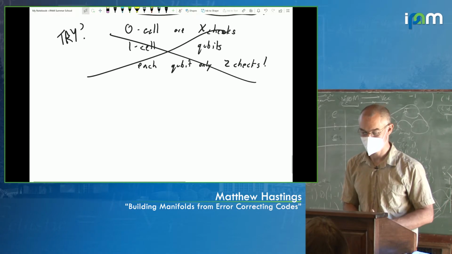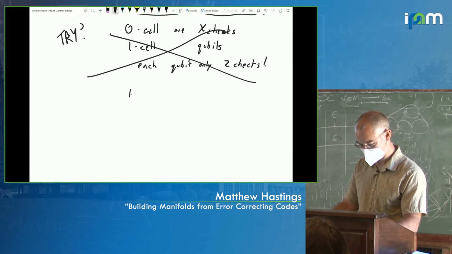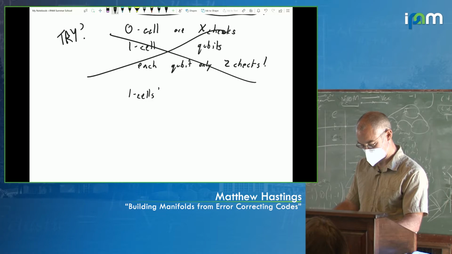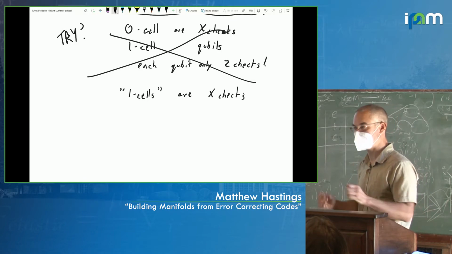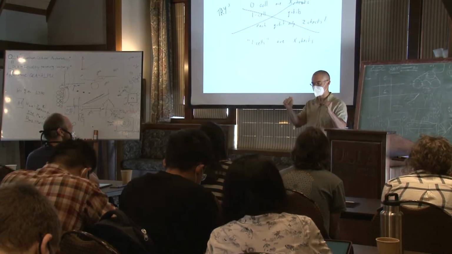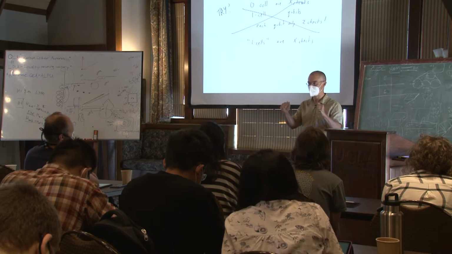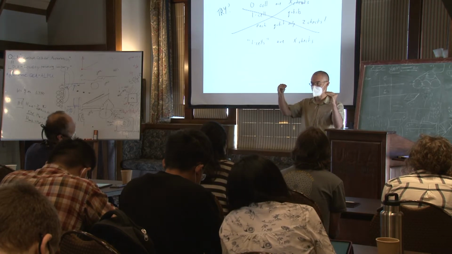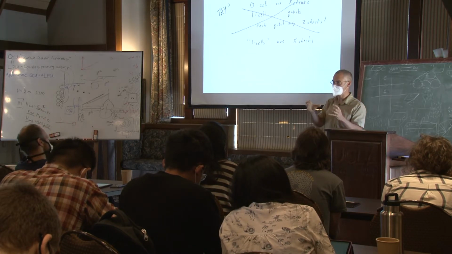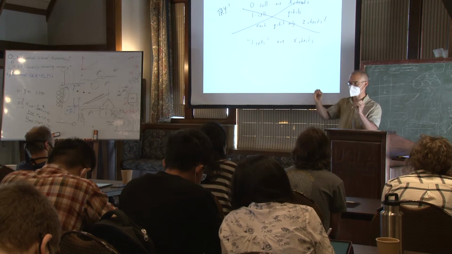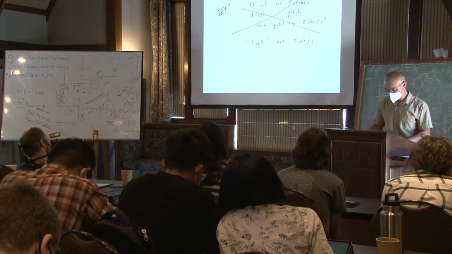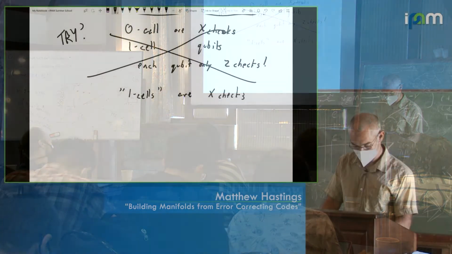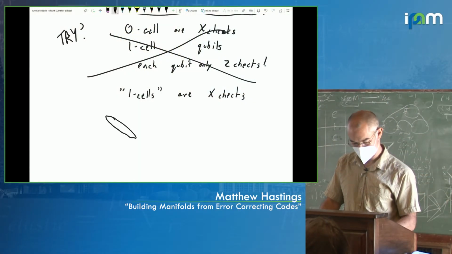So let's try to go a dimension higher. Let's say, okay, maybe 1 cells are X checks. Now you've noticed that I just put "cells" in quotes. The reason is, what is a cell? A cell really should be something that's like a ball, like a line, like this. But instead, we're going to have something that's one-dimensional, but might not just be a line. It might be some other one-dimensional thing. And similarly, we'll put 2 cells in quotes and so on. So you might say, okay, for every X check, I'm going to draw circles.